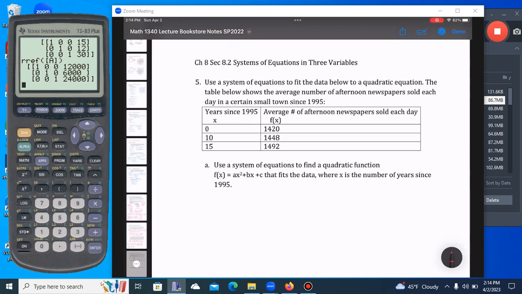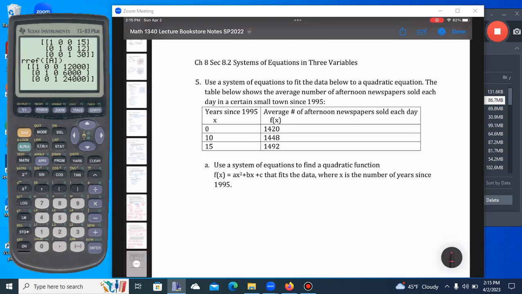Here we're going to have a table of data. The table shows the average number of afternoon newspapers sold each day in a certain small town since 1995. So in 0 years since 1995, in 1995, there were 1,420 newspapers sold each day on average. In 2005, which is 10 years later, there's 1,448 newspapers sold on average. And then 15 years later will be 2010, there's 1,492.